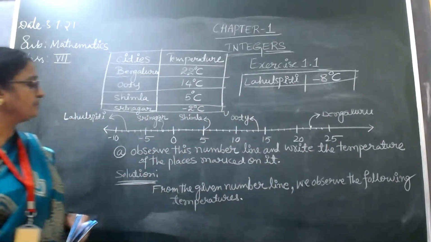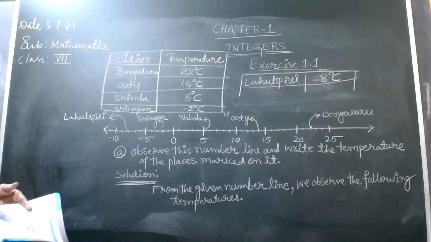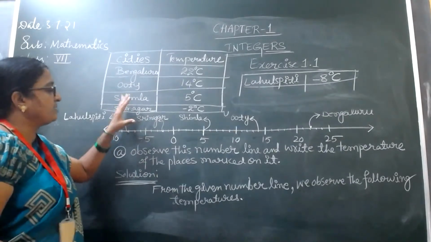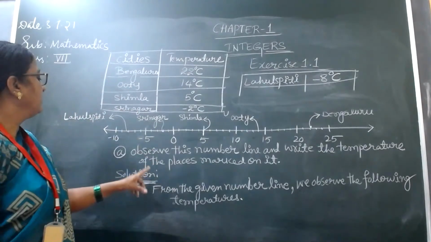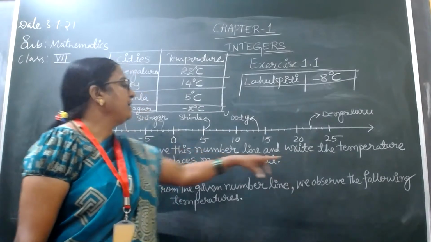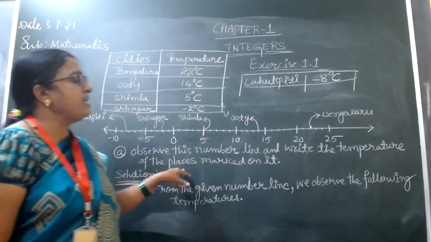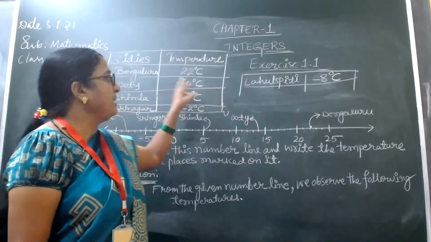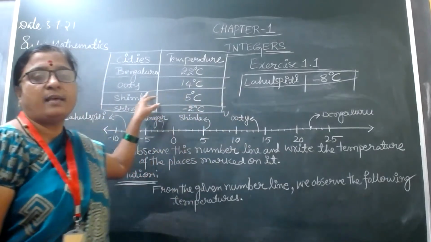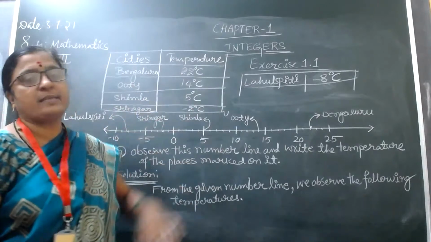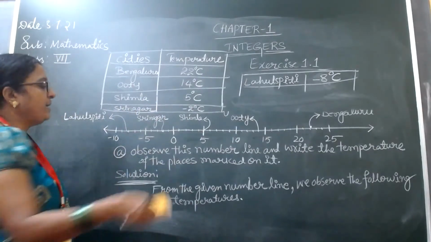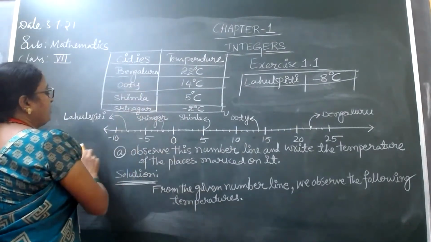So now this is the answer to the first question. The solution is this much. You should make a table of all 5 cities. Observe this number line and write the temperature of the places marked on it. This is the solution of the first question. You should write the temperature of all the places, looking at the number line.